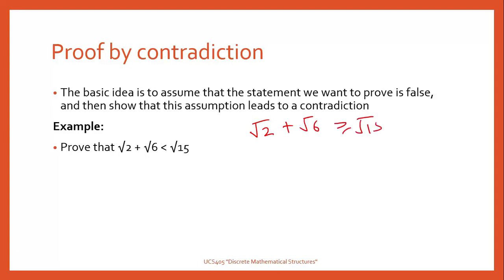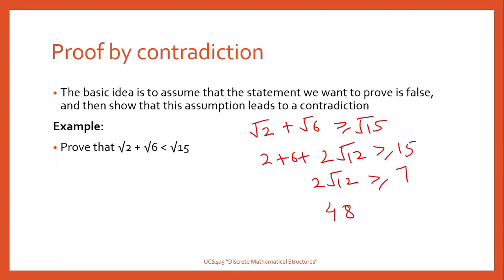Squaring both sides, we will get 2 plus 6 plus 2 root 12 greater than or equal to 15. 2 root 12 greater than or equal to 7. Again squaring, we will get 48 greater than or equal to 49, which is a contradiction. So according to proof by contradiction, we can say that our assumption is wrong. So root 2 plus root 6 is less than root 15.